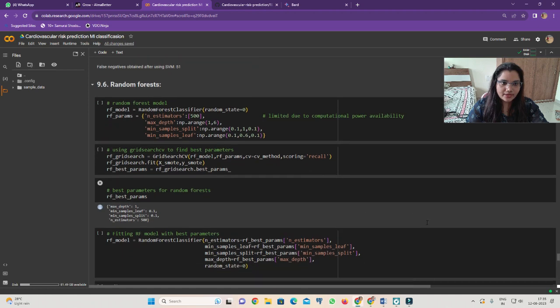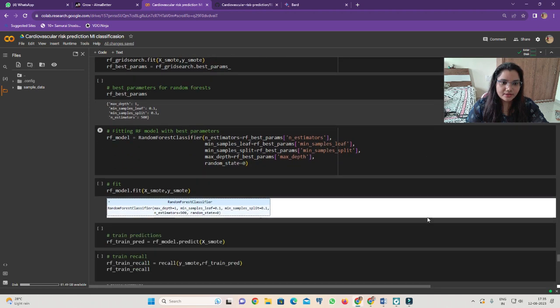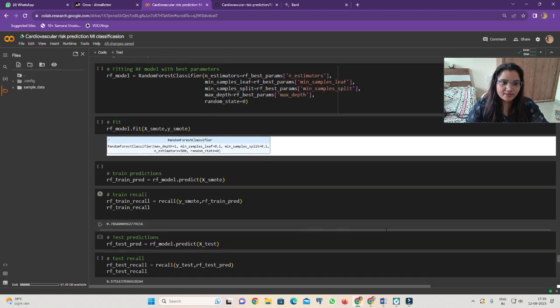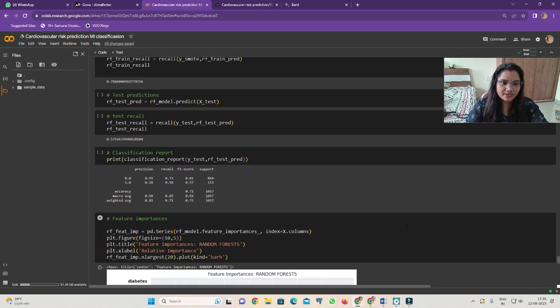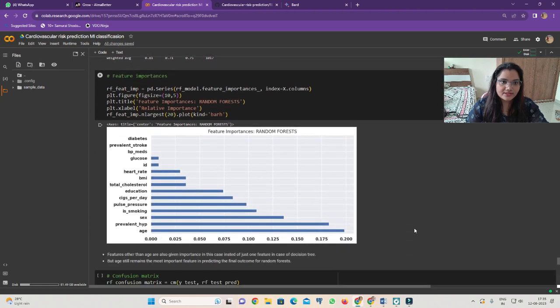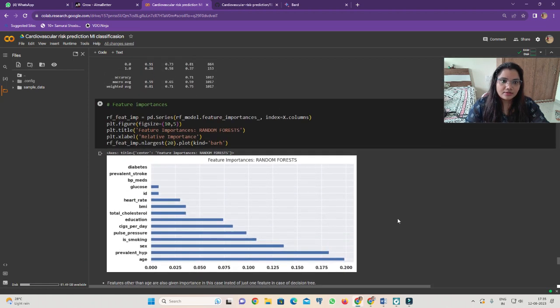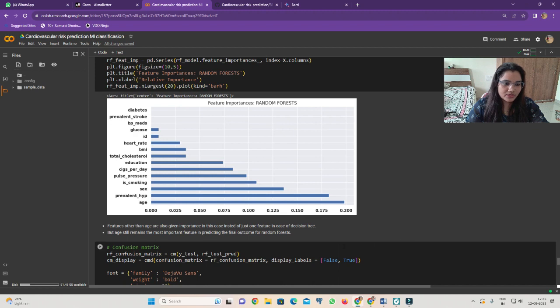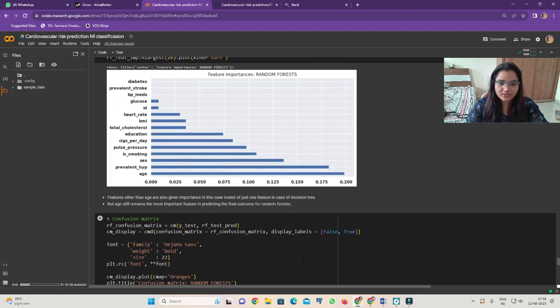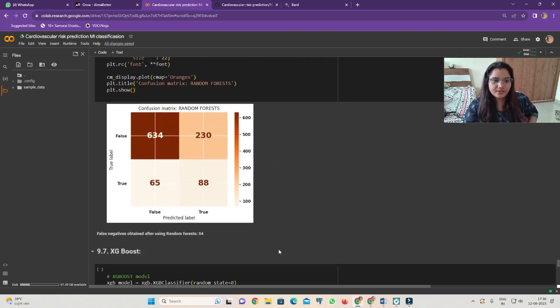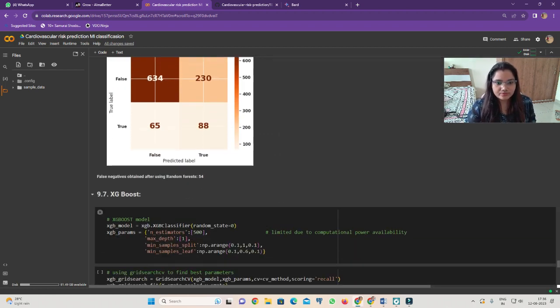Then we are going for random forest. We are fitting RF model with the best parameter, then fit, train, then recall, test prediction, then test recall, then classification, then feature importance. Features other than age are also given importance in this case, instead of just one feature in case of decision tree, but age still remains the most important feature in predicting the final outcome for the random forest. So here we get false negative.